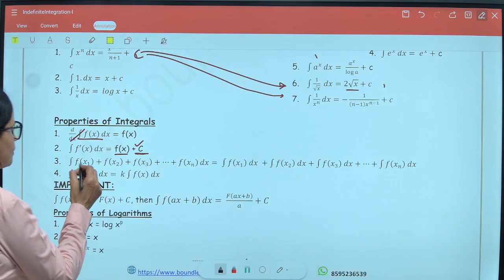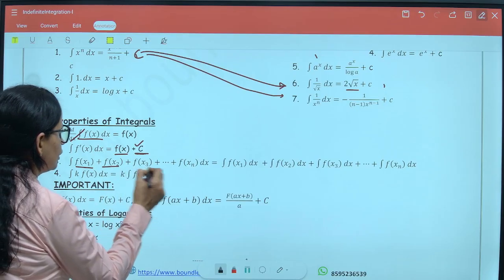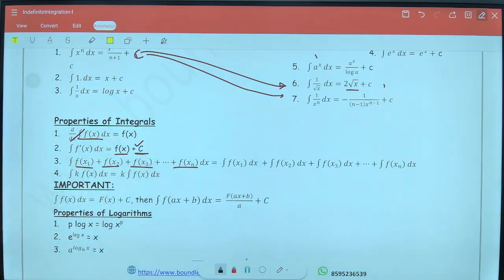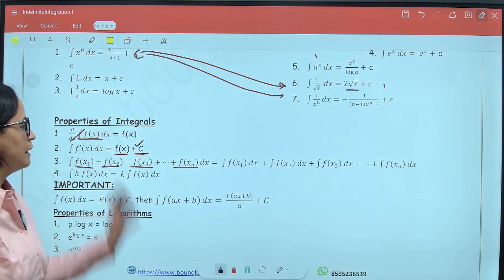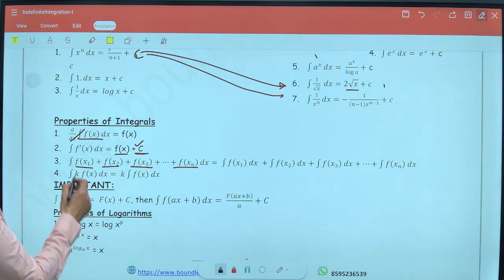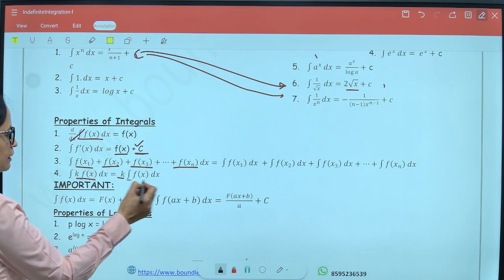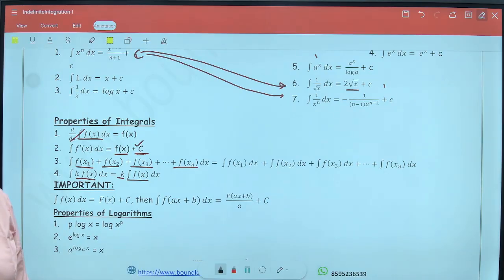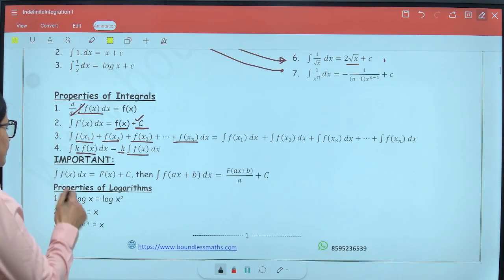Next property is when you have multiple terms of an expression, or multiple functions being added or subtracted, and you need to integrate the entire function, then it is the integration of the individual functions, right? And if you have a constant along with a function, you can just move this constant out and then integrate the function with the variable, okay? Now this is very important.